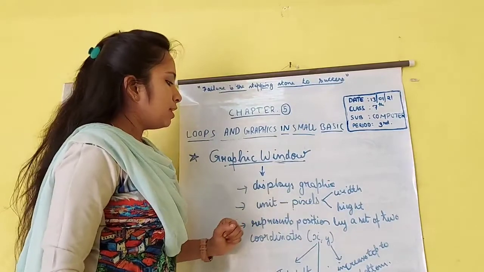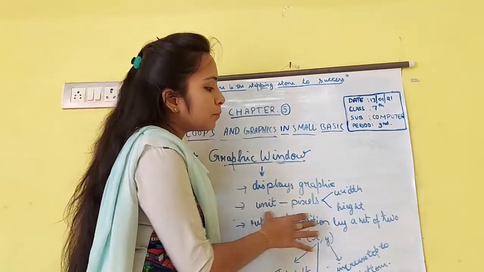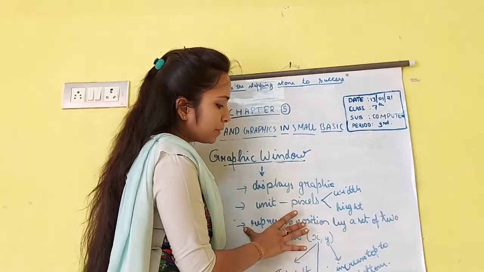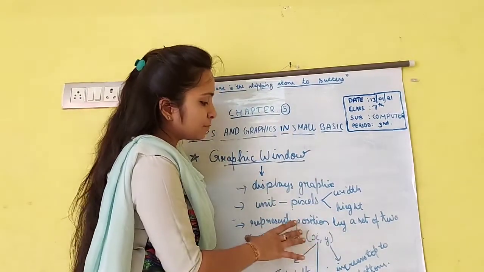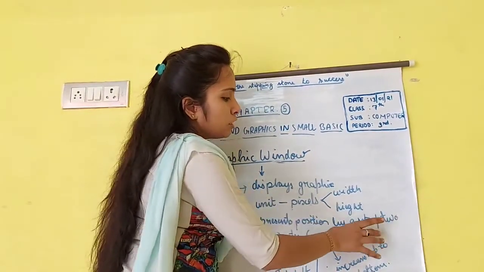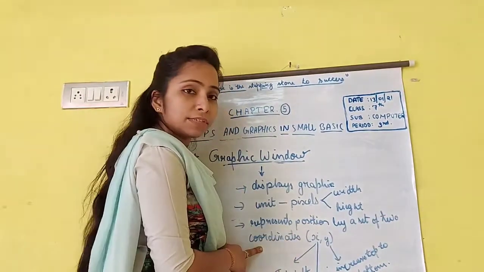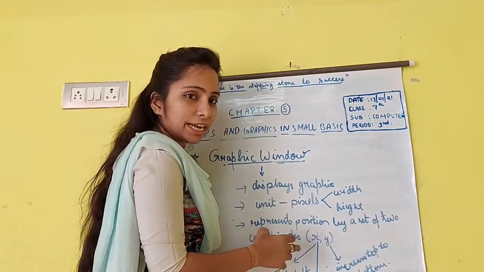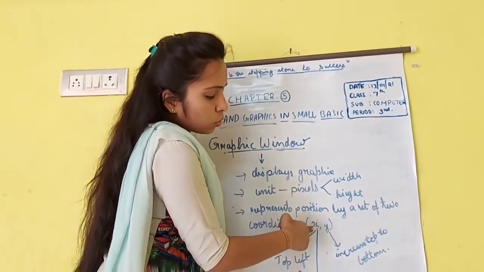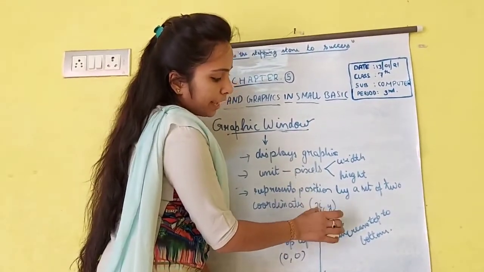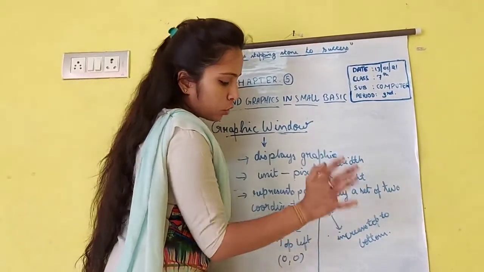P-I-X-E-L-S, pixels. Then it will represent the position of our text, of our object based on the two coordinates. You have studied in maths about coordinates, right? In the graph. So it is x coordinate and it is y coordinate. X coordinate and y coordinate.